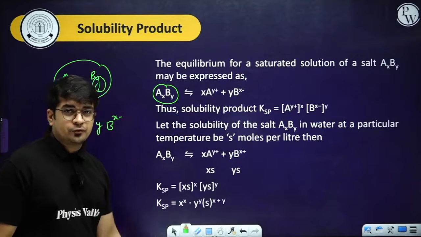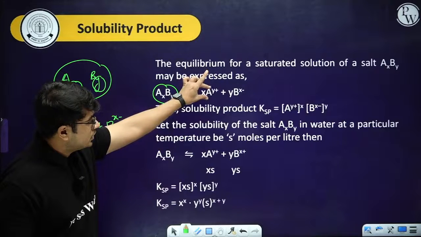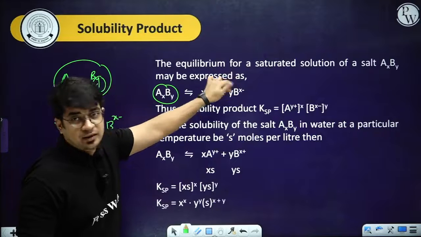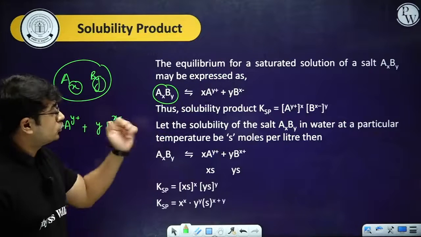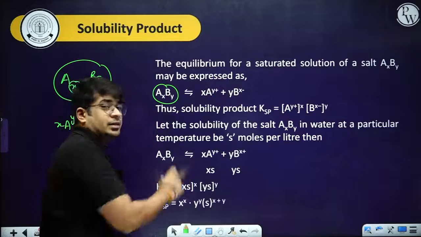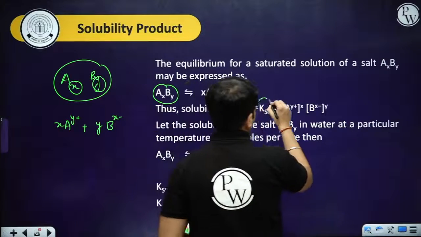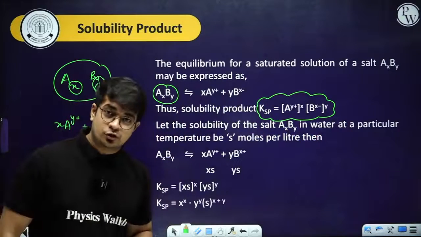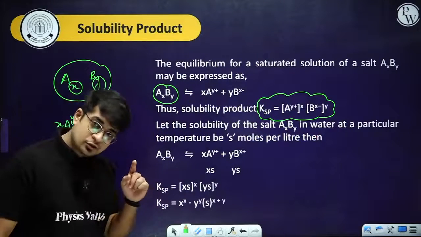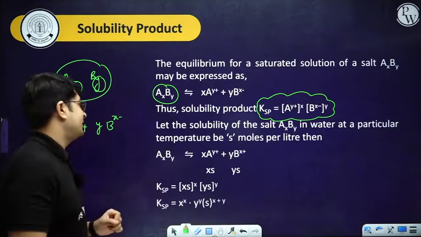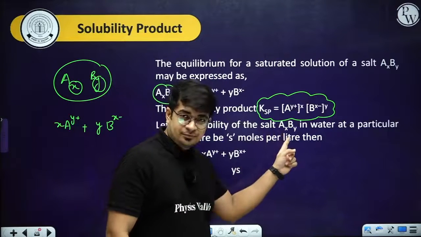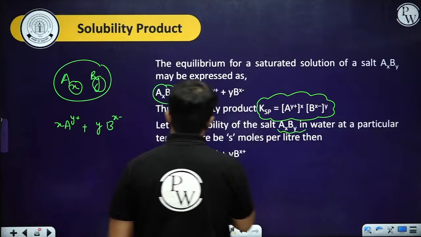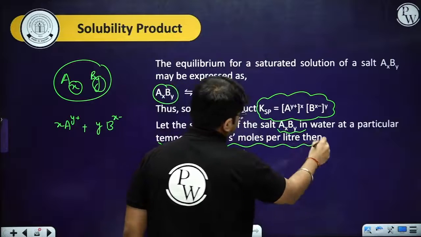Now the solubility product for that type of equation will be the concentration of this entire part raised to the power of its stoichiometry, multiplied by the concentration of this part raised to the power of its stoichiometry. You can express Ksp in this term. But if you want to express it in terms of solubility also, solubility is also stoichiometry dependent. So let the solubility of this salt be S. At a particular temperature it is S moles per liter.